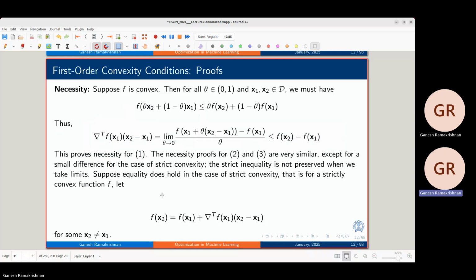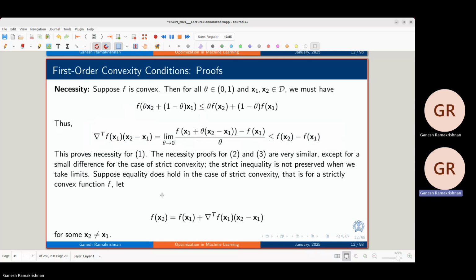Okay. The only tricky part that remains is strict convexity. What do you know about limits? What did we do? We took the limit as theta tends to 0. We said the inequality holds by convexity. That's why we were able to show that this limit is less than or equal to f of x2 minus f of x1, with the limit theta tending to 0, which was meaningless for a constant, right? But now imagine that we had a strict inequality here, okay? Strict inequality here.